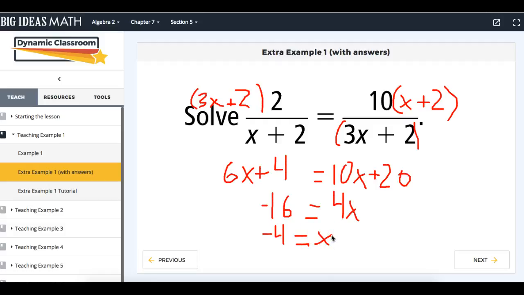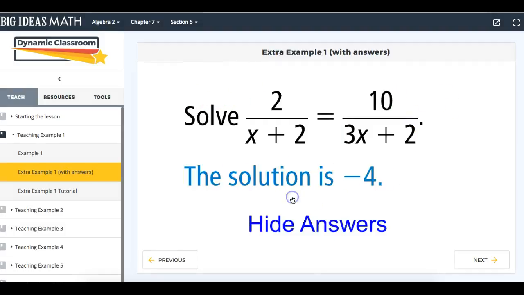So again, you should be taking your notes right here. And if you have any questions, go ahead and rewind. So remember, the solution is x equals negative 4, and when we plug it back in, we get 2 over negative 2, so that's negative 1, and 10 over negative 12 plus 2, which is 10 over negative 10, negative 1.